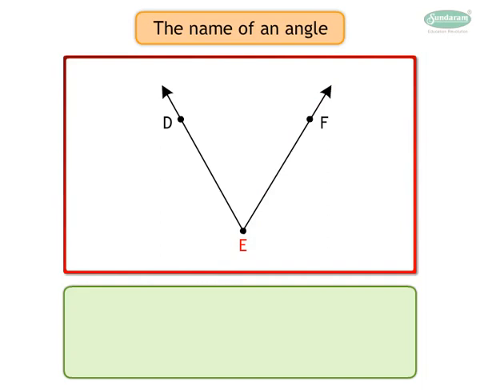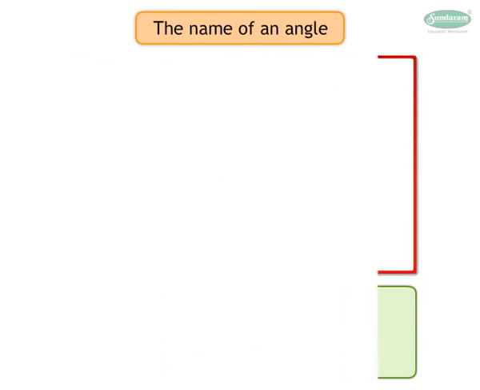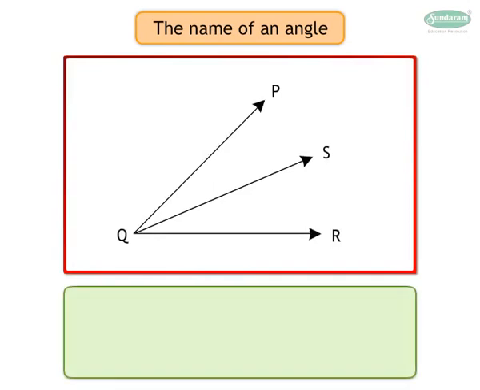For convenience, it is written using a single letter as angle E. The sign used to denote an angle is this. Angle DEF is written as shown on the screen, while angle E is written as shown. Look at the figure. In this figure, there are three angles in it. They are angle PQR, angle PQS, and angle SQR.